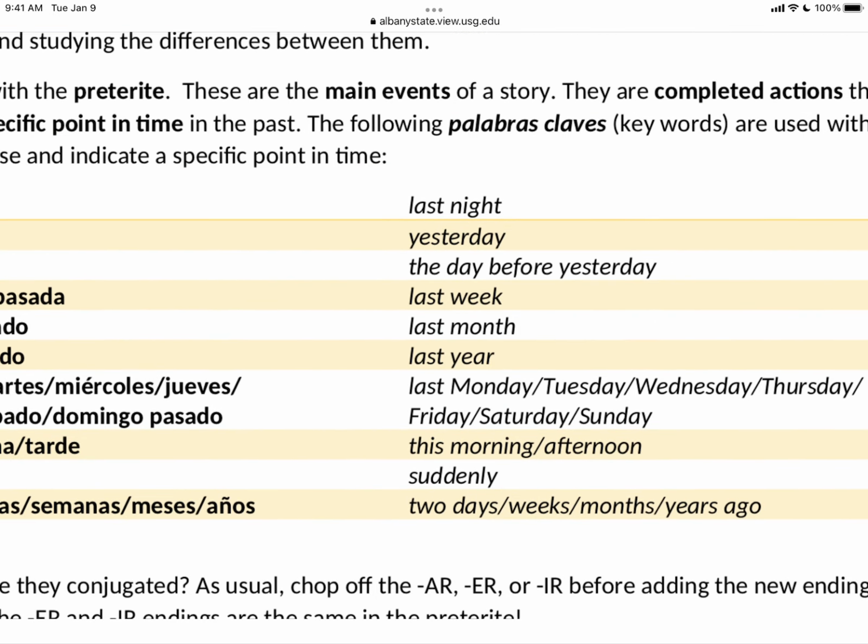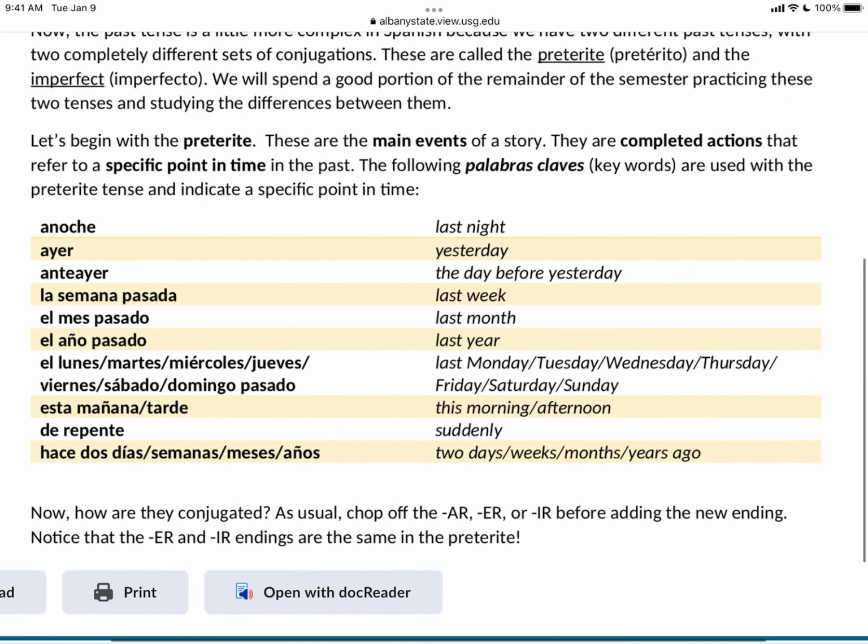So there was a list of indicator phrases that tell you if something happened in the past. Oftentimes, just like in English, we'll say like last night, yesterday, right? It's a time marker that's showing that something was in the past at a specific point in time and that it completed: yesterday, last week, last month, and so on.